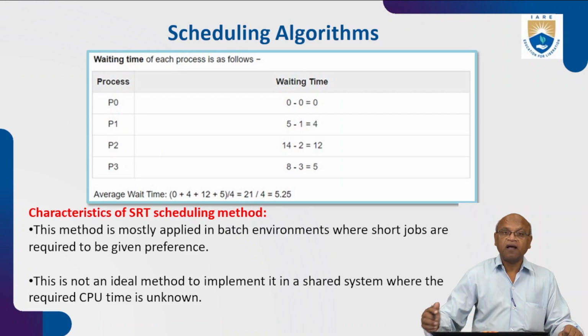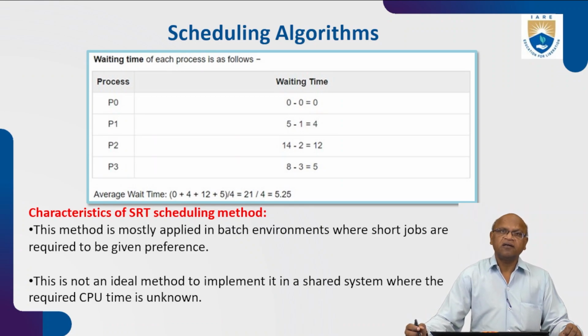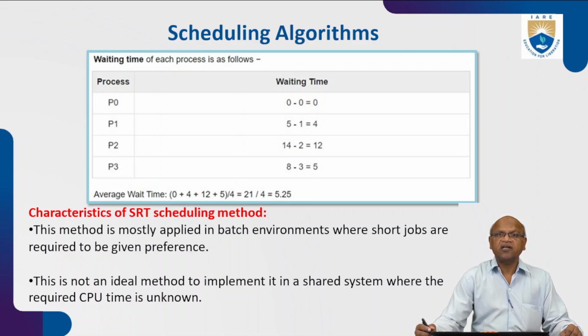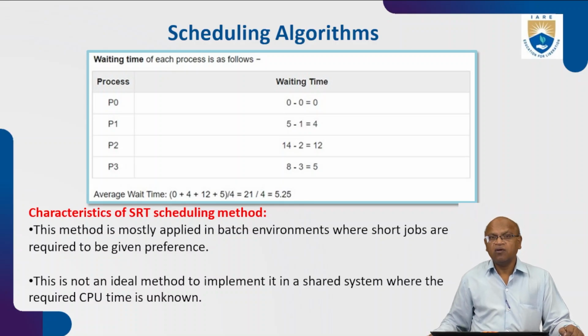So we will calculate the average waiting time for each individual process. As you know, the formula is waiting time equals service time minus arrival time. So P0: 0 minus 0, 0. P1: 5 minus 1, 4. P2: 14 minus 2, 12. P3: 8 minus 3, 5. Because the shortest job will be served first. Once you add all these and divide by 4, you will get 5.25. In the earlier FCFS, the average waiting time was 5.75. Now the average waiting time has been brought down to 5.25.